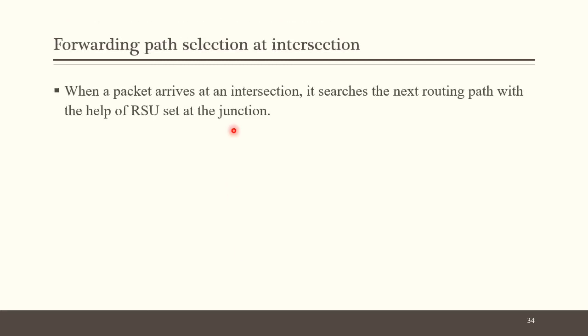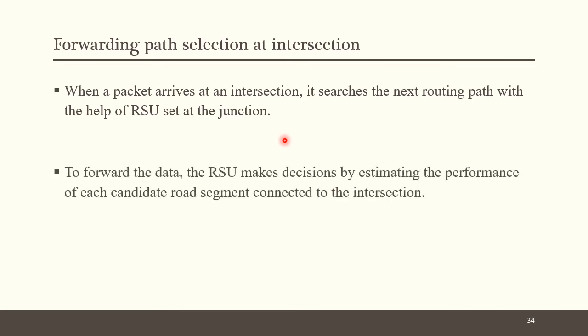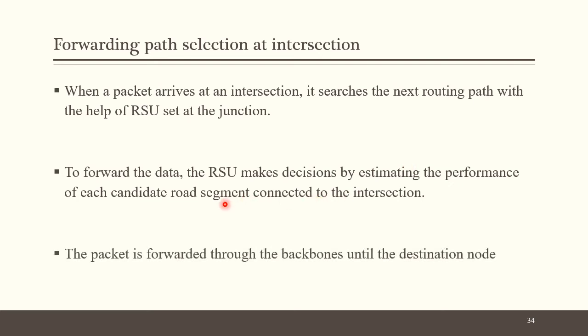At the intersection, the packet is received by the RSU, and then the RSU makes a decision about which segment will receive the packet next, based on the performance of the route segment. And when the data is transferred to the backbone node in that segment, the communication again happens through backbone nodes until it reaches its final destination.